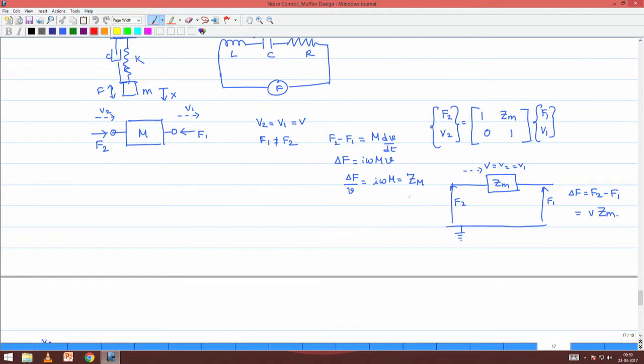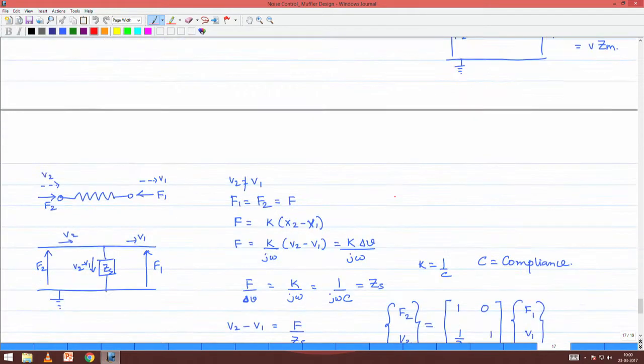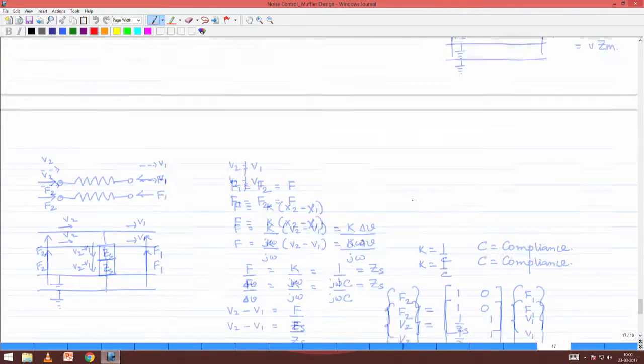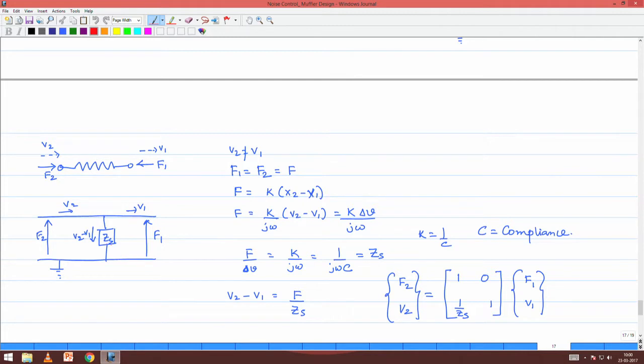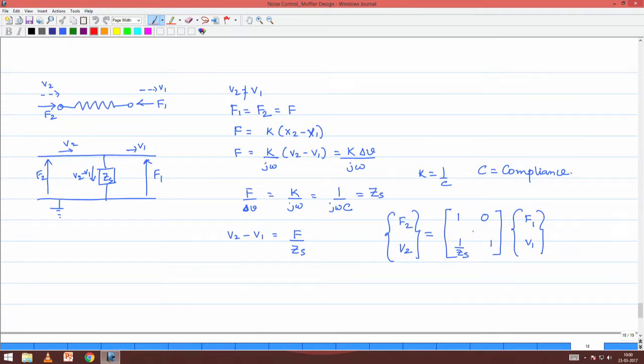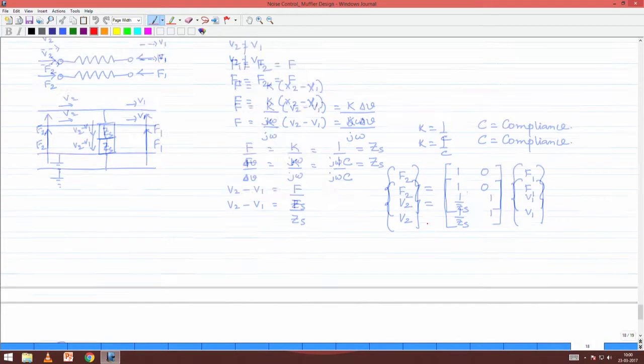Accordingly, we obtained the impedance for the mass to be i omega m. For the spring element, we obtained the equivalent electrical circuit to be an element of impedance ZS, which is placed in parallel in this fashion, and the transfer matrix was obtained in this way. Please note, we have defined capital C equals compliance, which is just the reciprocal of the stiffness K. So, capital C is the compliance.